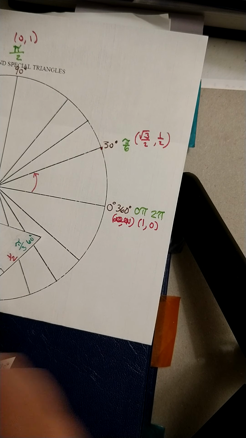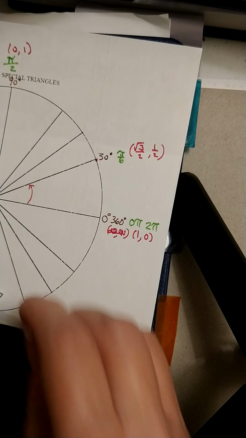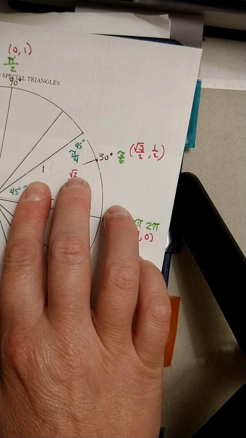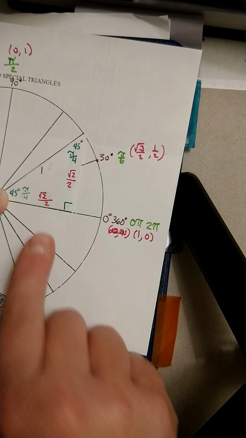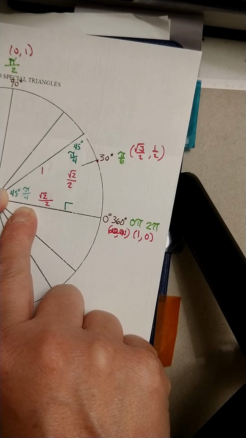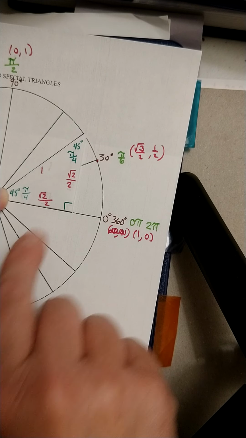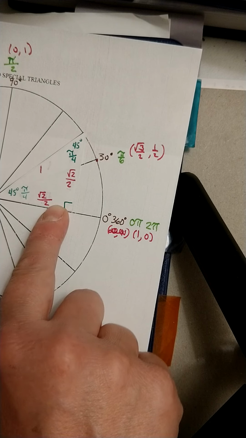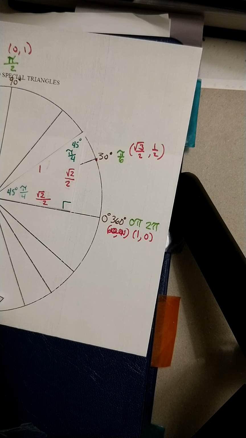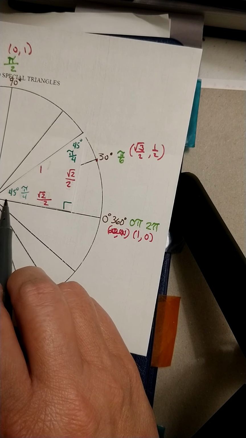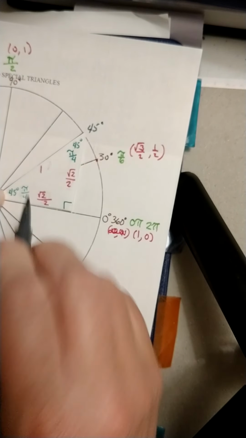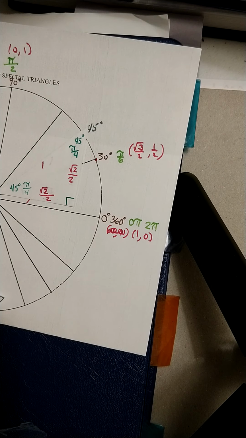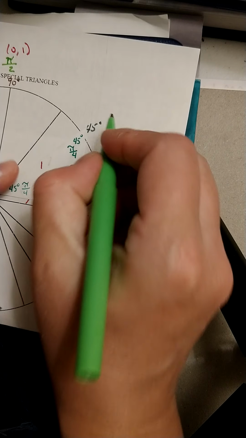Okay, for the next one, grab your other special right triangle. And this one is going to be our 45, 45, 90, which we're now going to be thinking pi over 4, and then pi over 2 for that 90 degrees. So for this one, we can see our angle measure is 45 degrees, which is the same as pi over 4.